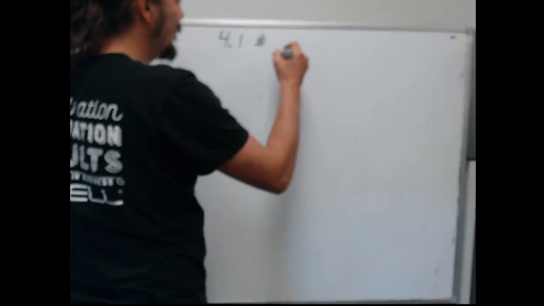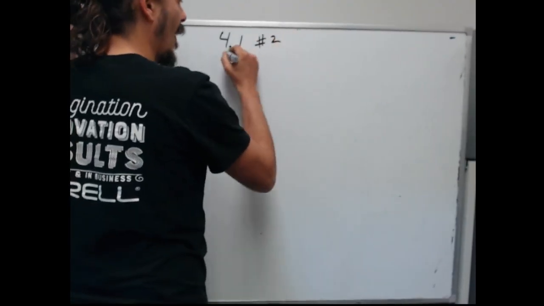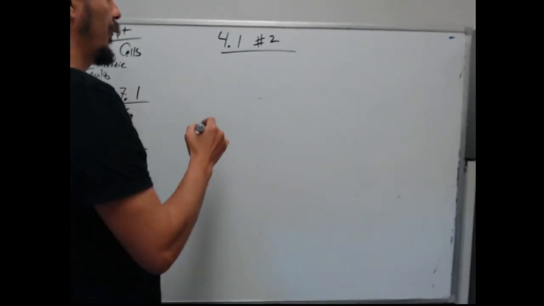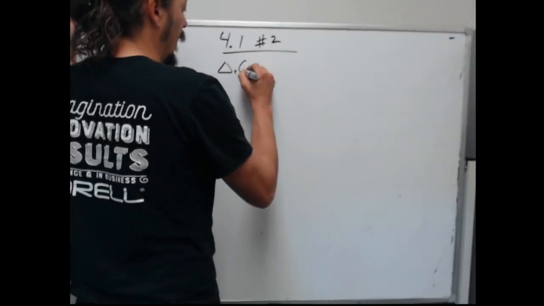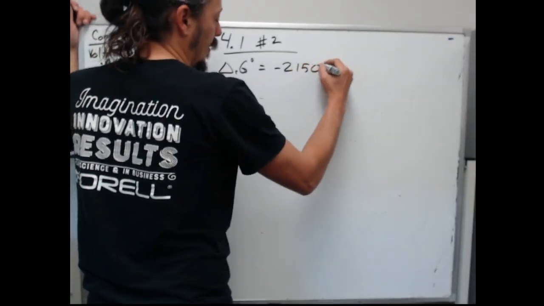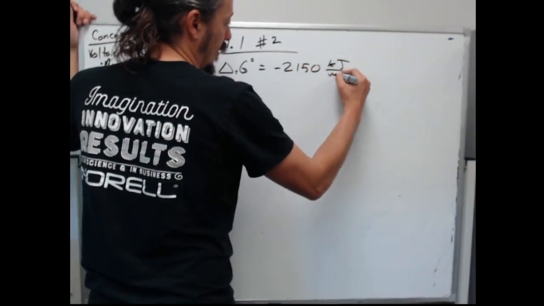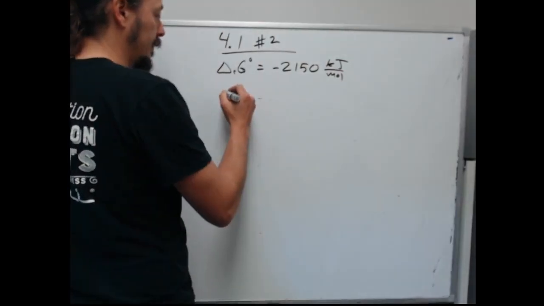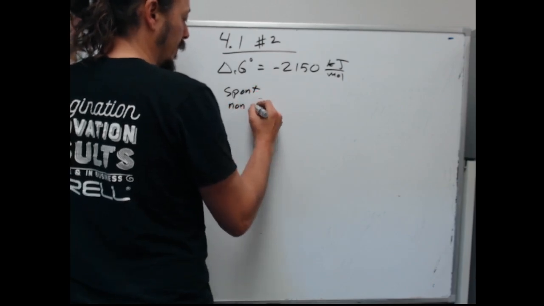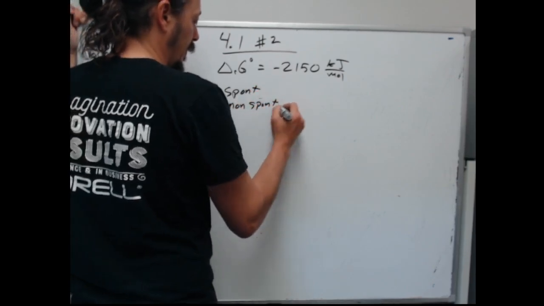Question 2 it's pretty simple. It's like a reaction has delta G standard equal to negative 2150 kilojoules per mole. Which one of the following statements is true? The reaction is spontaneous, the reaction is non-spontaneous, or under current conditions, the reaction is at equilibrium under current conditions, and then there's not enough information to know.